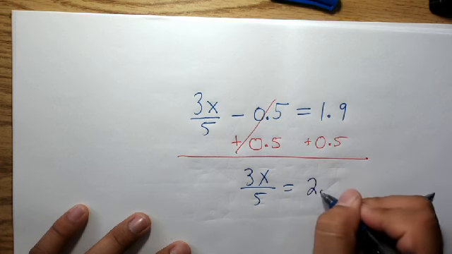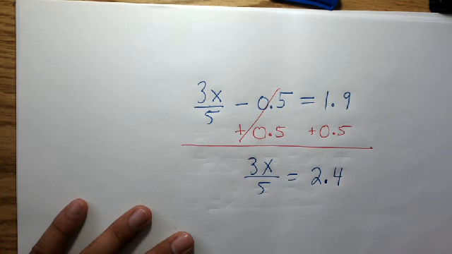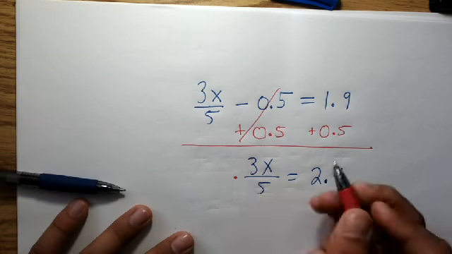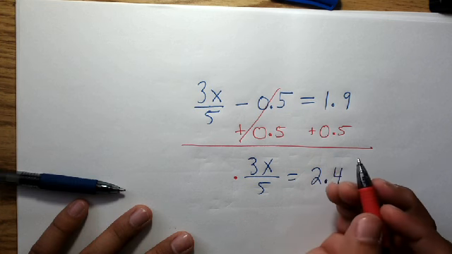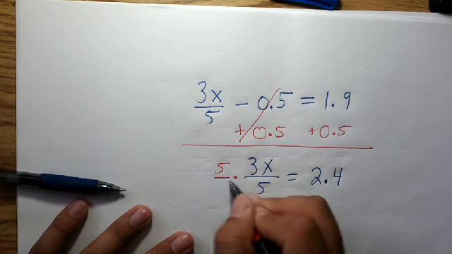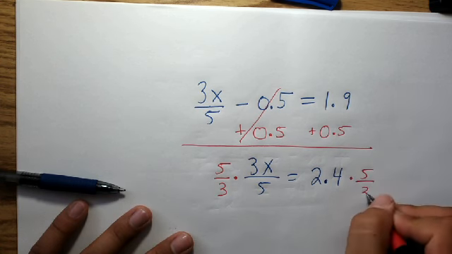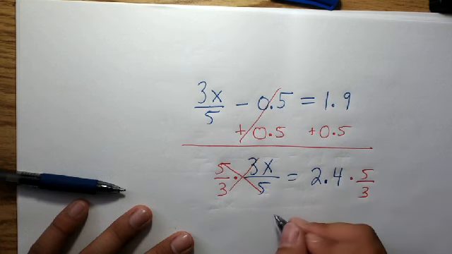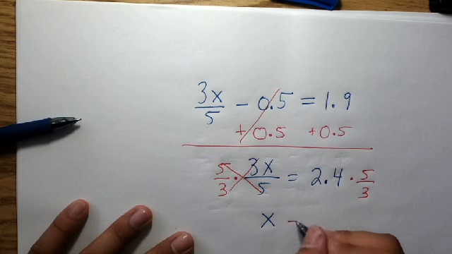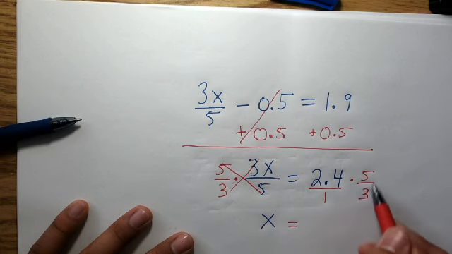2.4. And then what would be the next step, Mr. Barba? We multiply by 5 over 3. We just did the same thing over there, and then cross that out. So this would be 2.4 times 5 divided by 3.